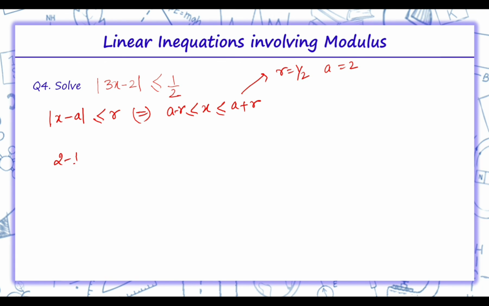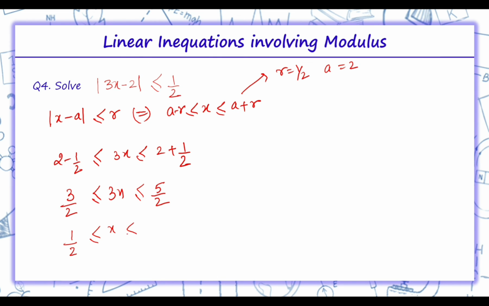So now we will solve. We will get 2 minus 1 by 2 smaller or equal to 3x, which is smaller or equal to a plus r, which is 2 plus 1 by 2. So when we solve it, we will get 3x is greater or equal to 3 by 2 but less than or equal to 5 by 2. Now this 3 we have to remove, so we will divide all the terms by 3. We will get x greater or equal to 1 by 2 but less than or equal to 5 by 6. Now the solution set is x belongs to 1 by 2 to 5 by 6. That means x is lying somewhere between 1 by 2 and 5 by 6. But since the equal sign is there, 1 by 2 and 5 by 6 are included in it.